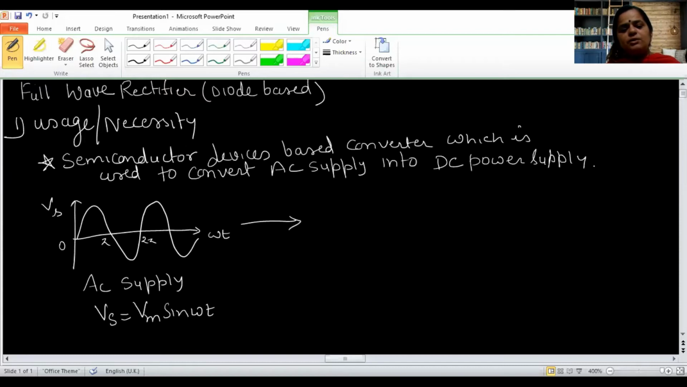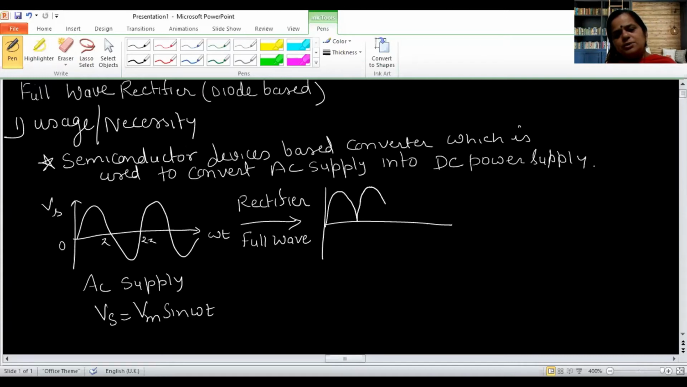If I want to convert this AC supply into a DC supply, we can do that with the help of a rectifier, and if it is a full wave rectifier, it converts this AC supply into a DC power supply like this. This is 0, pi, 2 pi, 3 pi. This is omega t, and this is VO. So this is a DC power supply.